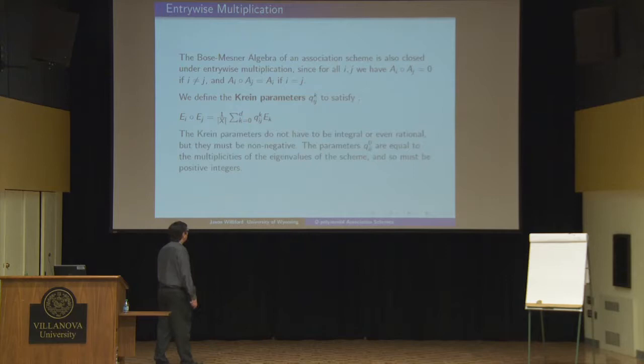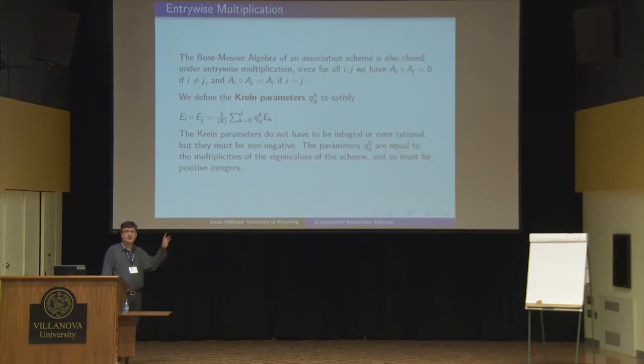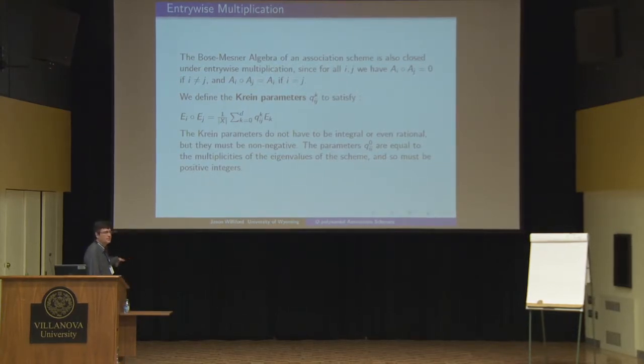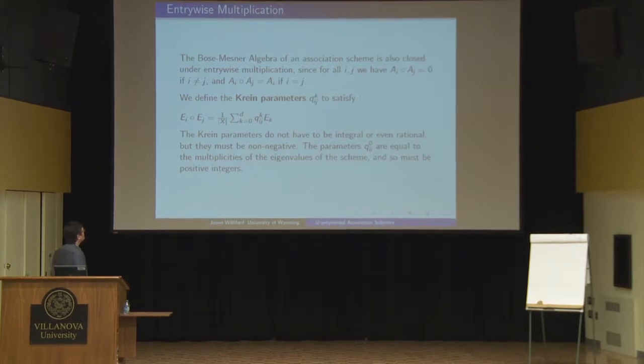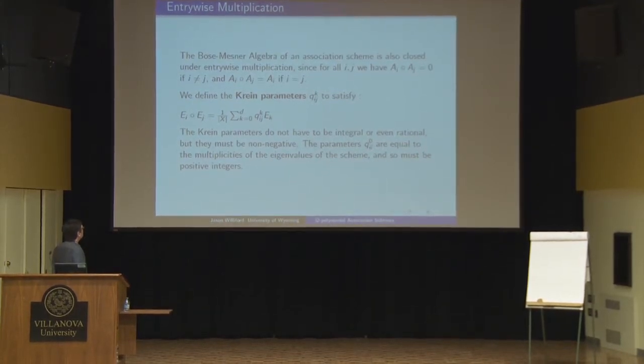Now, these don't have to be integral or rational, and there's no known combinatorial meaning for them, but it is a very easy proof that they have to be non-negative. So I will require reference to Krein parameters at some point later in the talk, but I think it's worth mentioning that they can be computed completely from the PIJKs. You know all the PIJKs. You really can compute everything that you need here. Okay.